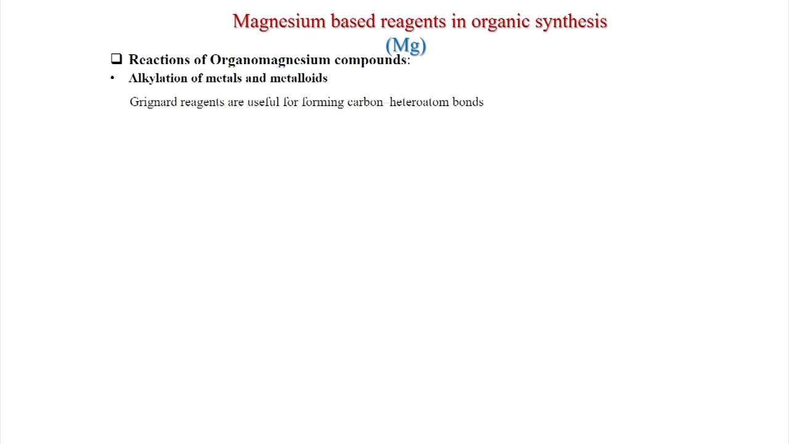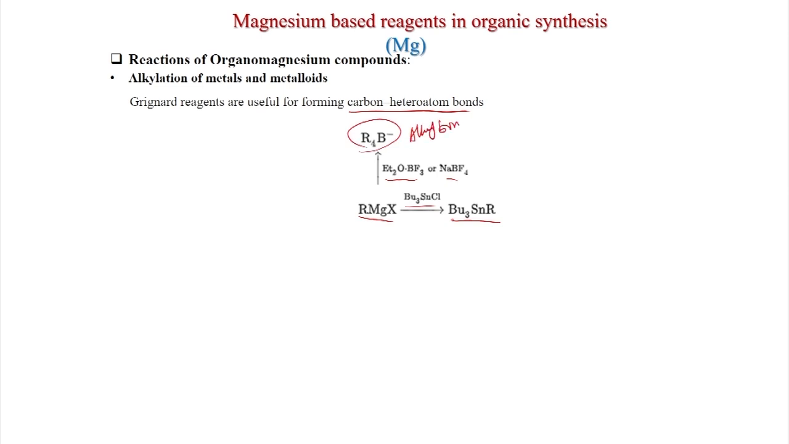Grignard reagents are useful for forming carbon-heteroatom bonds. So, this is also important. Like here RMgX is treated with tributyltin chloride and you get this stannane. Also with BF3 etherate or sodium BF4 you get this boronate. So, this is alkyl boronate, or alkyl borates, these are alkyl borates. And with diphenylphosphine chloride you get these phosphine compounds. Also with B(OMe)3 you get the dimethyl boronate.